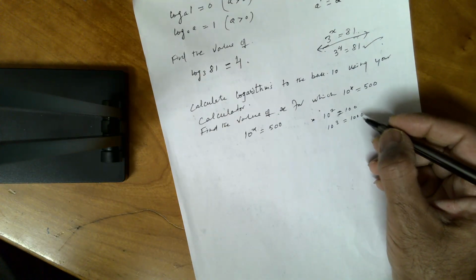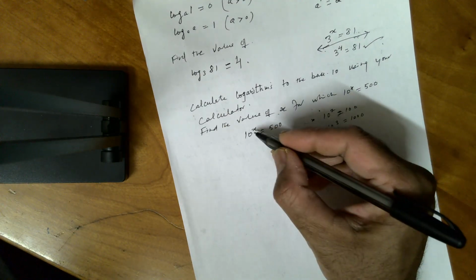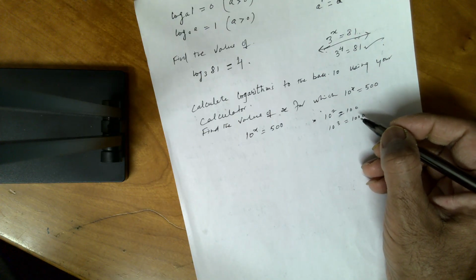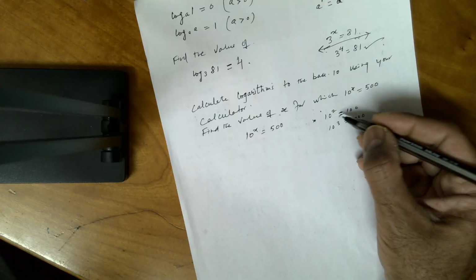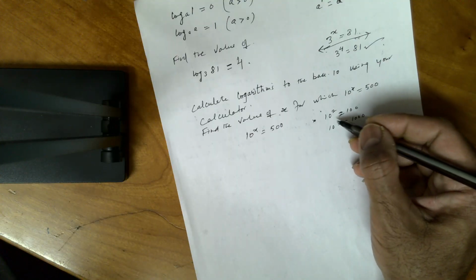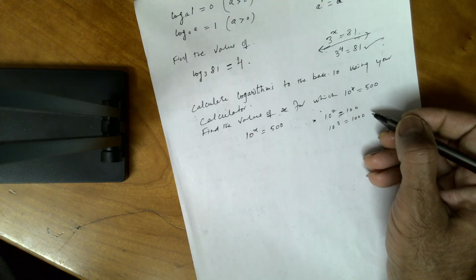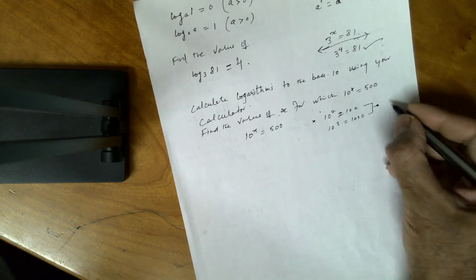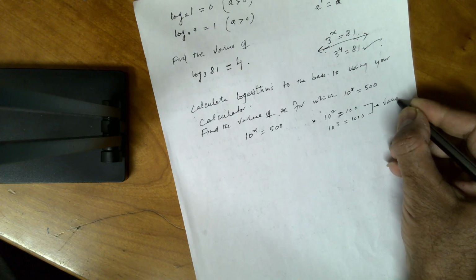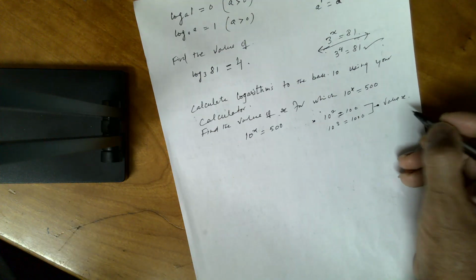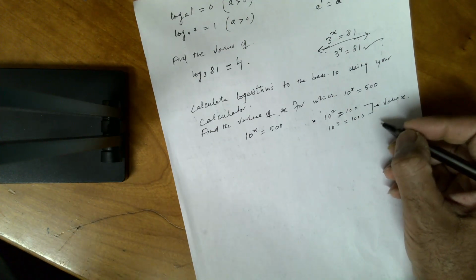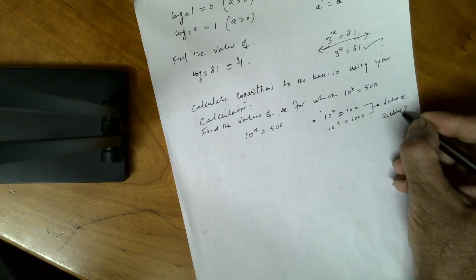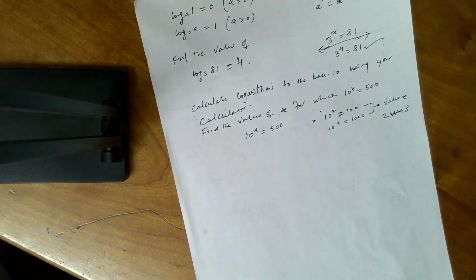Then your x must be somewhere in between. The x value here is somewhere between 2 and 3, because 2 is here, 3 is here, so it should be something in between. You got it? So your x value, the value x here, must be anything between 2 and 3. Got it? Right.